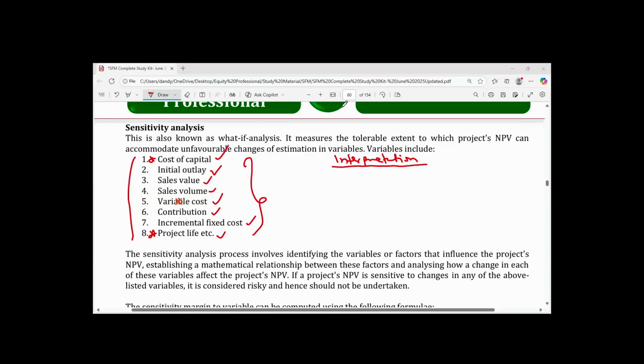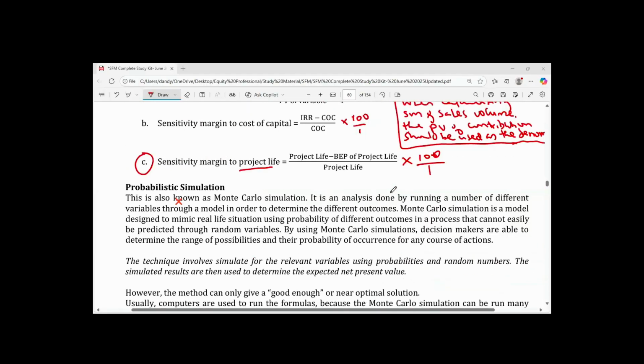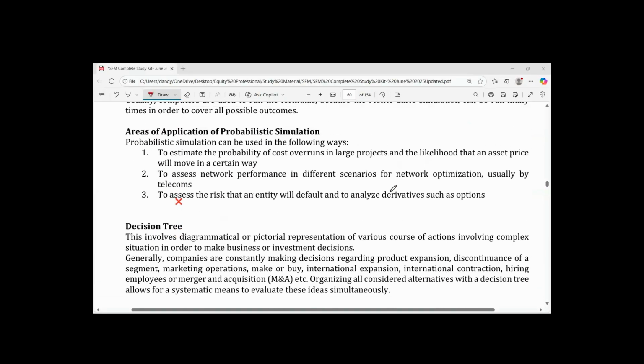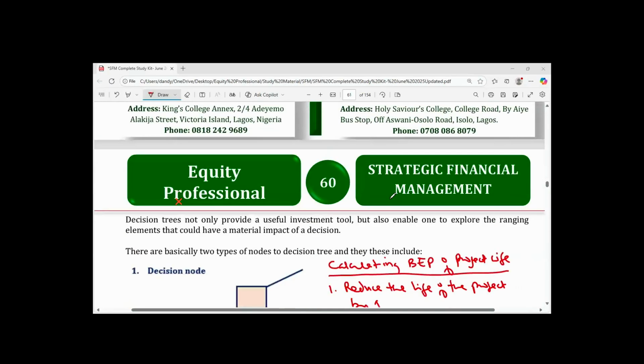Sorry, sir. It's just that part you were saying, how to calculate the break-even point of project life. I do not get it all. Oh, it's okay. Let me just screenshot. Thank you.